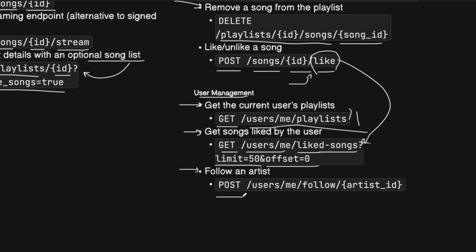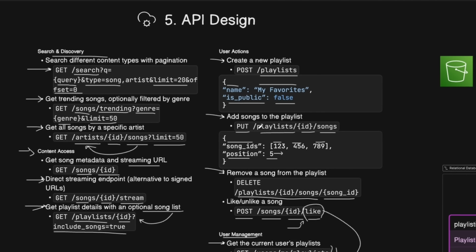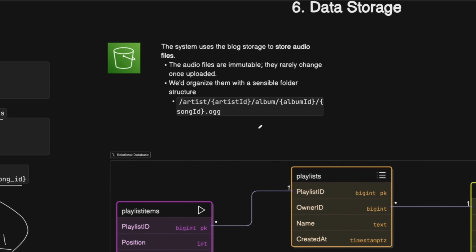And they need to also be able to follow artists to be notified of their latest songs, which will be done with a POST request to users/me/follow, and then we will pass the artist ID to follow this specific artist. That is it for the API basic design. Now we can move on to the data storage.